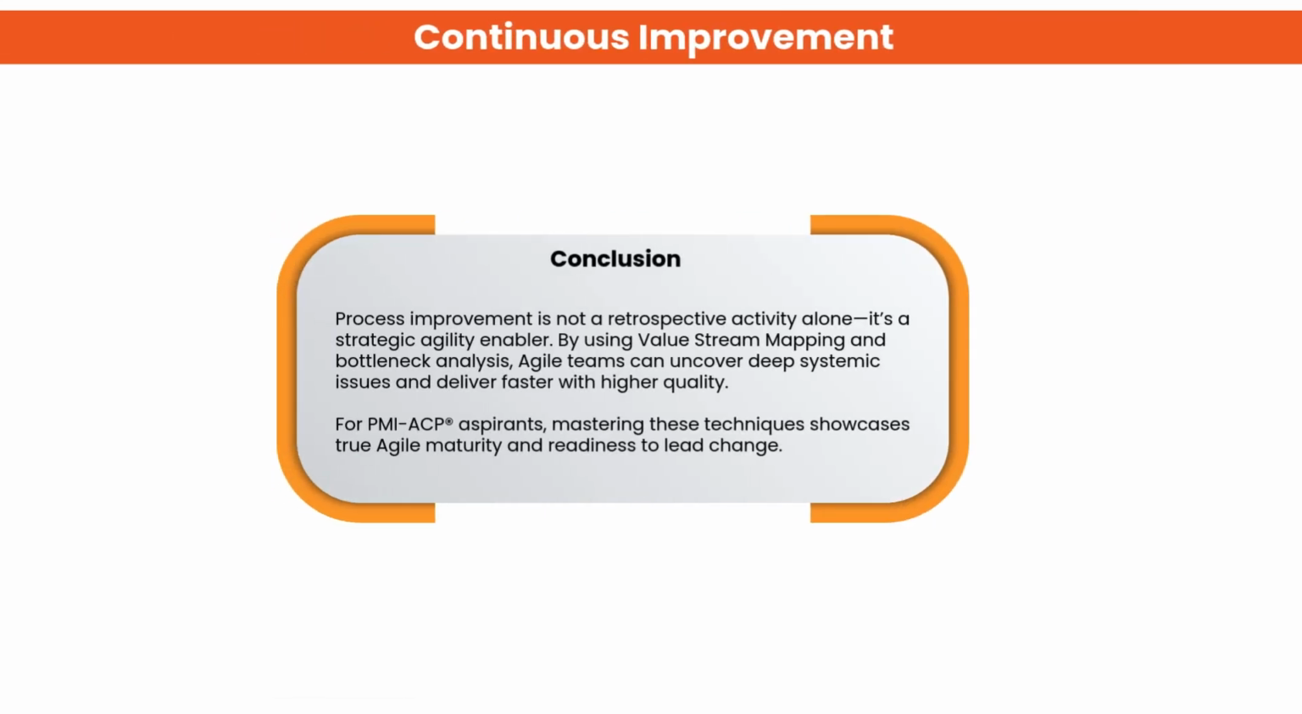Continuous improvement is a key strategic element in Agile, not just something done in retrospectives. Tools like value stream mapping and bottleneck analysis help teams find deep workflow issues and improve delivery speed and quality. For PMI-ACP candidates, applying these practices demonstrates strong Agile maturity and readiness to lead change.